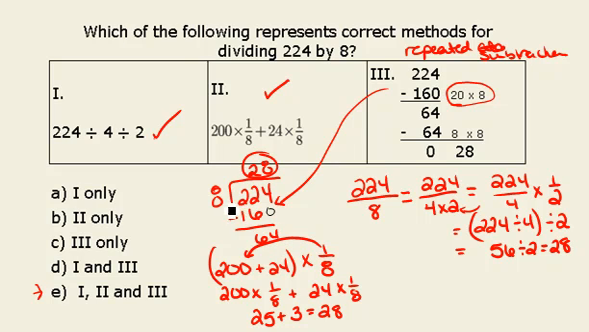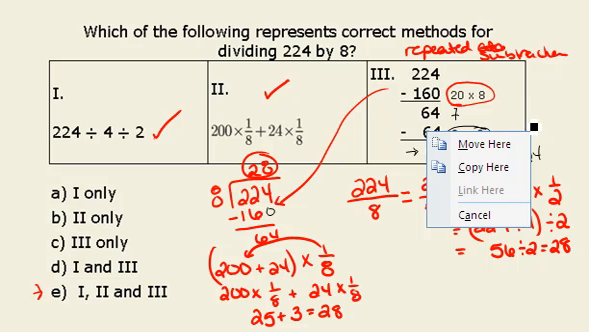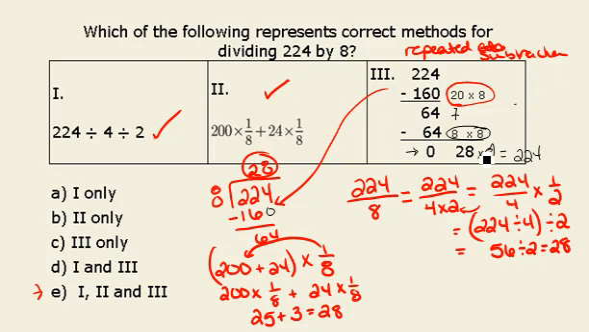Therefore, they took 8 groups of 8 away again, or a total of 64, leaving us with the remainder of 0. So in total, they took away 28 groups of 8, and 28 groups of 8 is indeed equal to 224. Therefore, 3 is also a correct method.